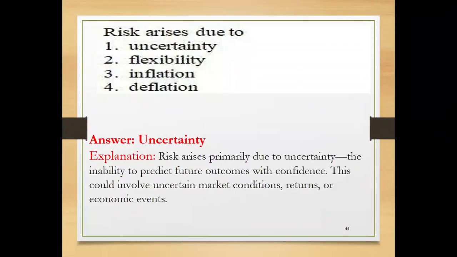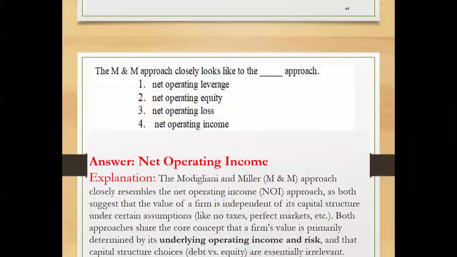Risk arises due to, is it uncertainty, flexibility, inflation, or deflation? It is uncertainty. Risk arises primarily due to uncertainty, the inability to predict future outcomes with confidence. This could involve uncertain market conditions, returns, or economic events.